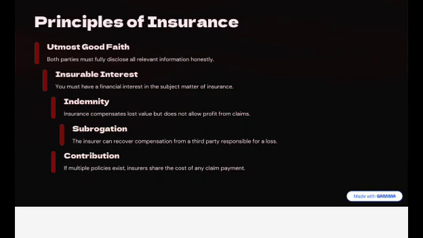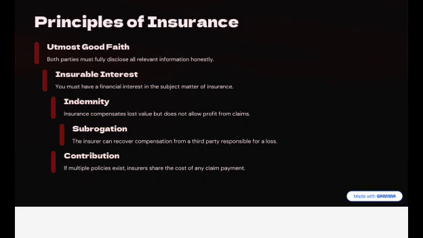Let's head to subrogation. Now, subrogation, this principle gives the insurer the right to pursue recovery from a third party who caused the insurance loss after the insurance has compensated the insured. For instance, if Mr. Chukwu's car is damaged in an accident caused by another driver, his insurance company pays for repairs. The insurance company can then claim that money from the driver who caused the accident.